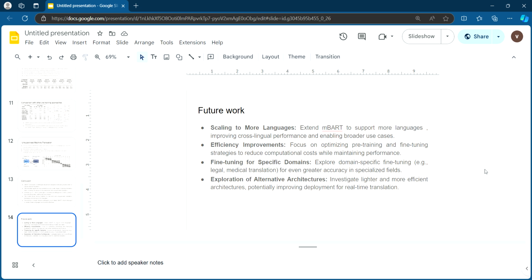In future work, this paper shows that this can be scaled to multiple languages. We have just trained it on 25 languages. Maybe we can train it for all the languages in the world, which would be a future task. Efficiency improvement could be one, because pre-training takes a lot of resources, and fine-tuning also takes a lot of resources, which can be looked into, and the training time could be brought down. Another thing could be that we could look into other types of architectures and not just stick to BART.